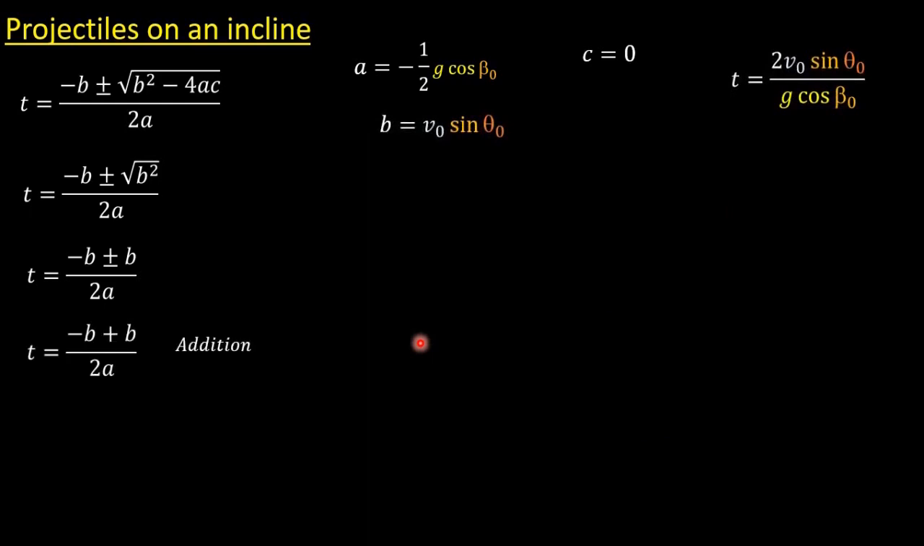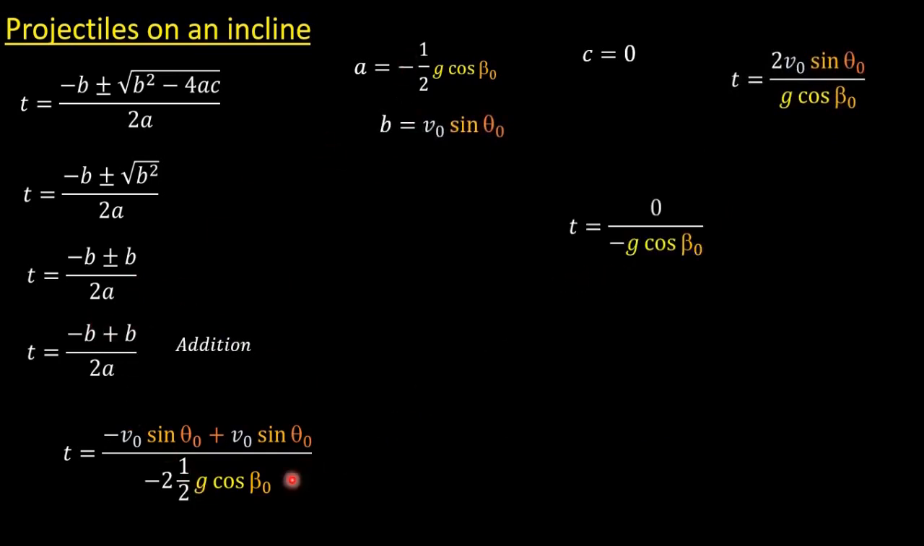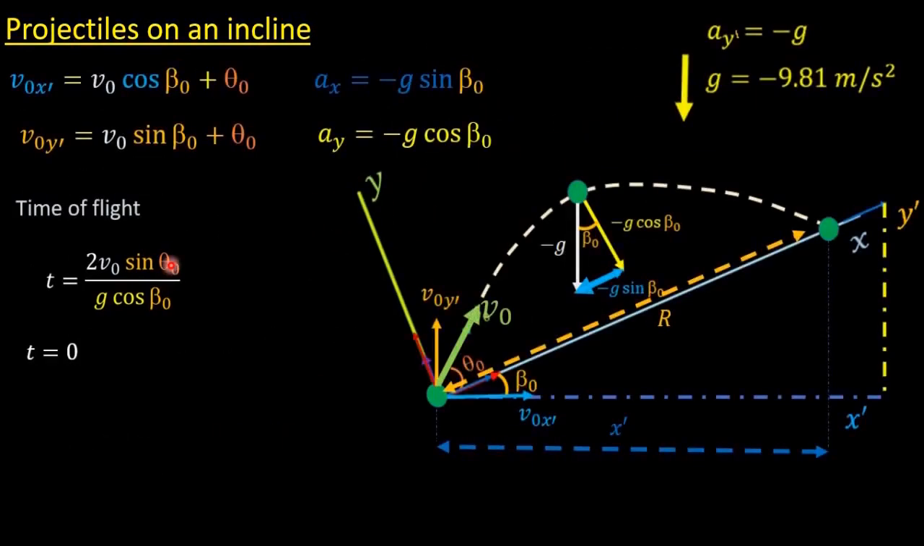So now we're going to do addition. If we substitute our values back in, so substitute b into here and here, substitute a into there, we get this. And then same as before, that's going to simplify down to that, and this is going to become 0 on top, and we get t equals 0. So that's our other solution. So we've got these two solutions, and obviously we're going to take this one here as our flight time.